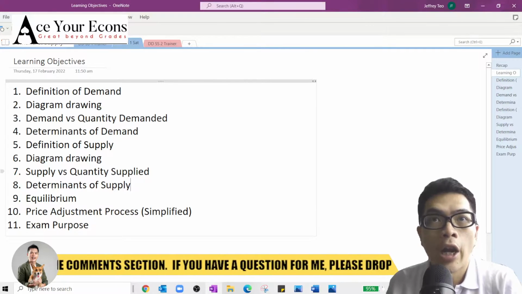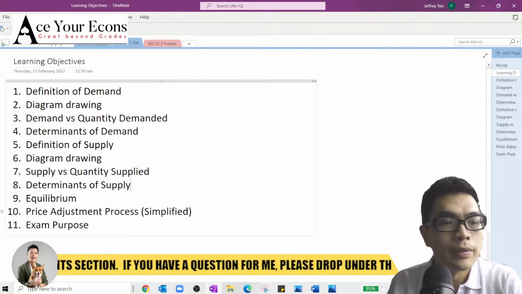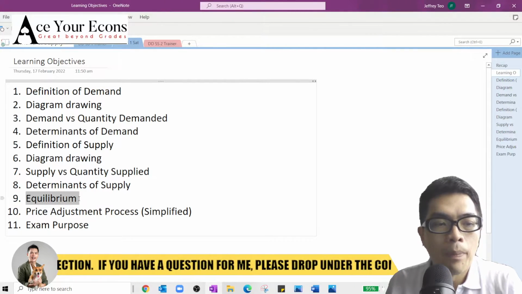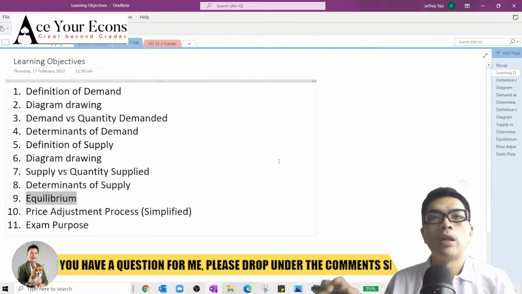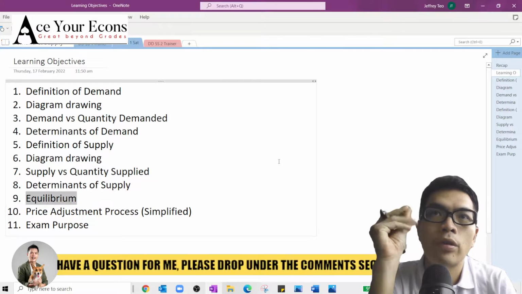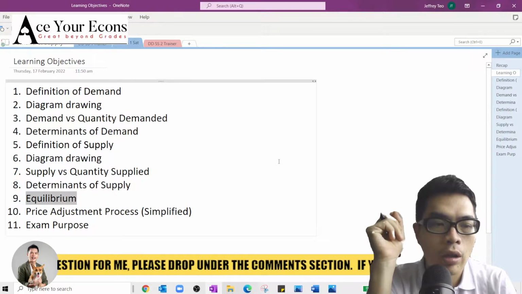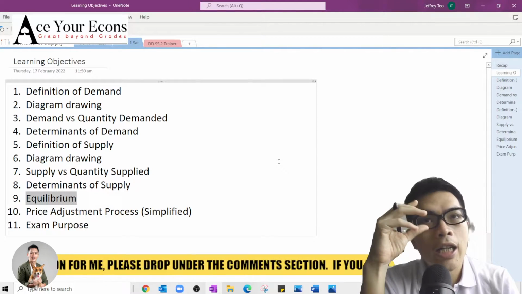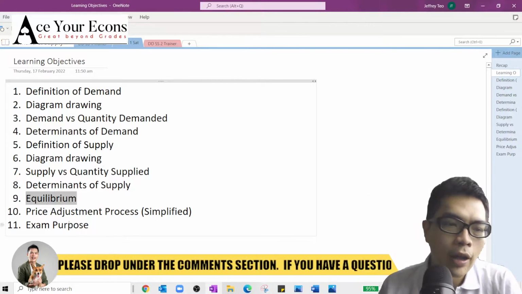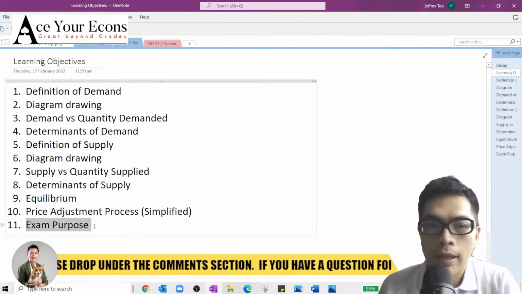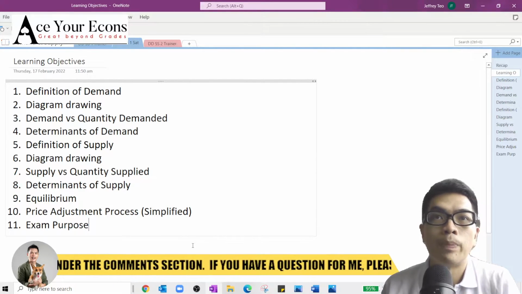I'll share with you a framework that we use internally for our students. Point 9 on equilibrium is exceptionally crucial as well. We'll be placing the demand and the supply curve together in order to find out two objectives. I'll share with you that in a short while. Price adjustment process, I'll see if time permits, and after that, we'll go on to exam purpose. How is it going to be tested? So don't be too concerned. All these will be repeated next lesson.